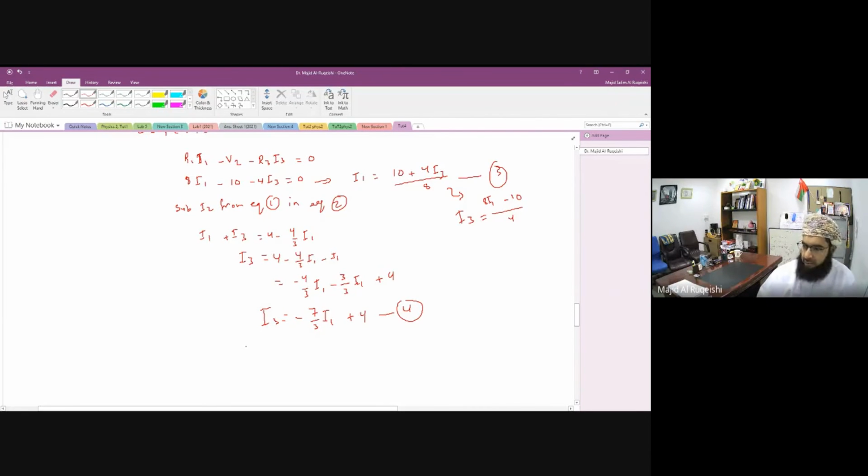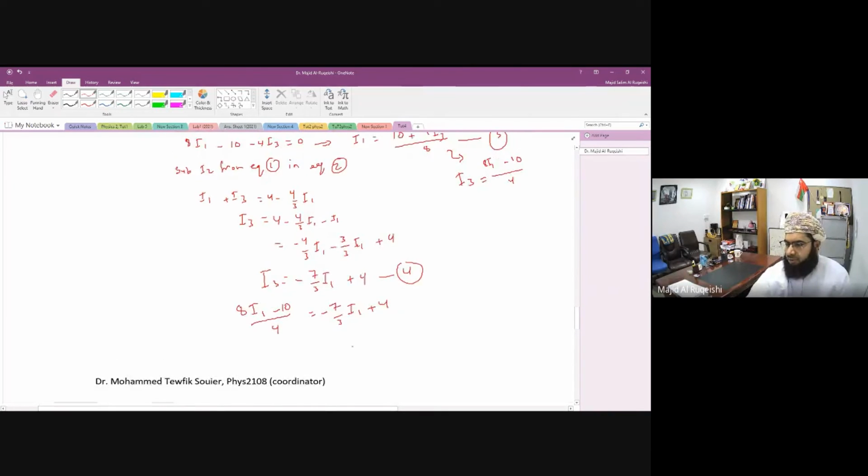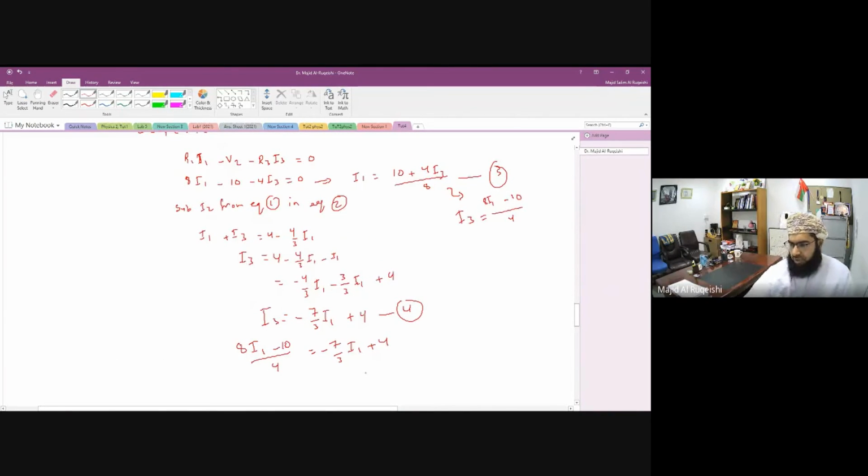Okay, so now I have 8I1 minus 10, divided by 4, equals, let's go slowly, minus 7 over 3 I1 plus 4. You see now it's easy to solve here because everything is now in one unknown, which is I1. Very easy. How can we solve this?